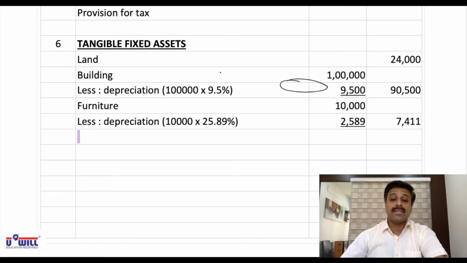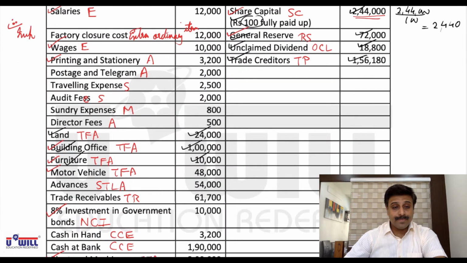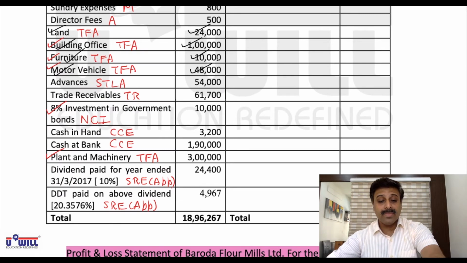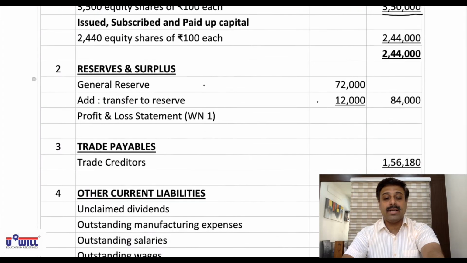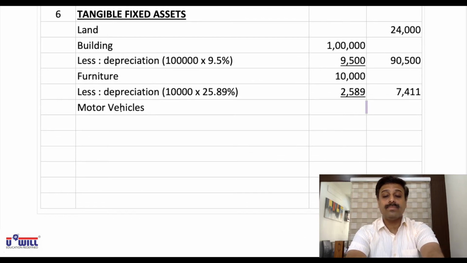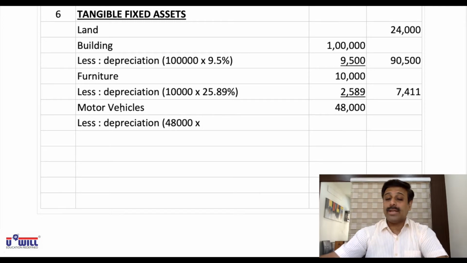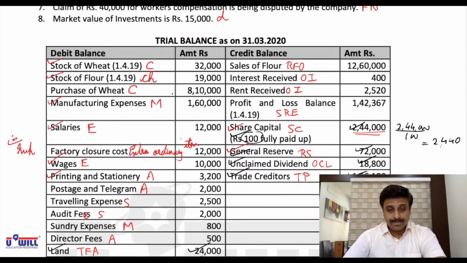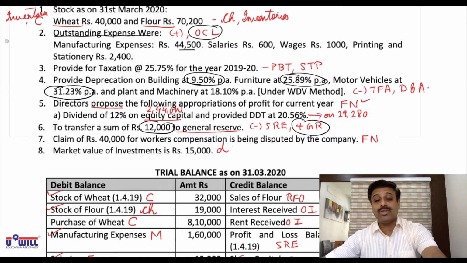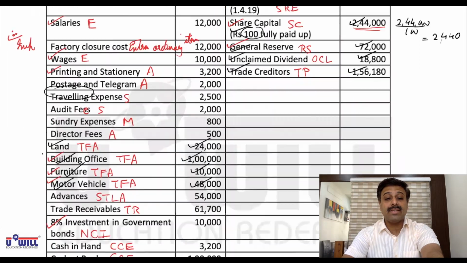Then after furniture, which is the next tangible fixed asset, we have motor vehicles 48,000. So motor vehicles again 48,000 in inner column. From that again we'll subtract depreciation. 48,000 into, look at the adjustment. On motor vehicles it is 31.23%.